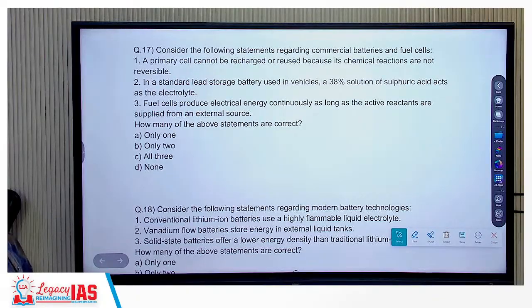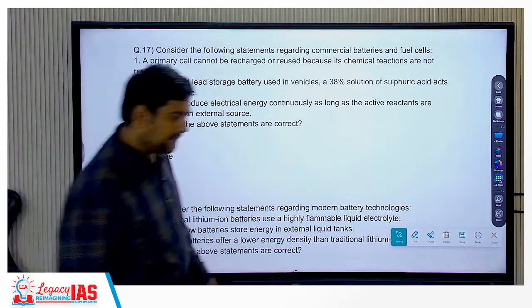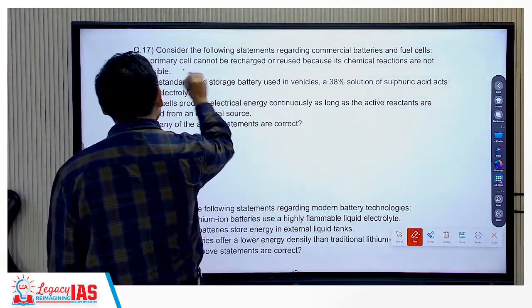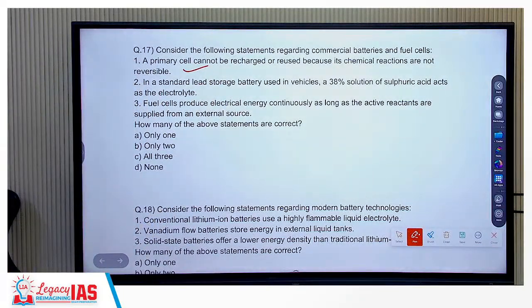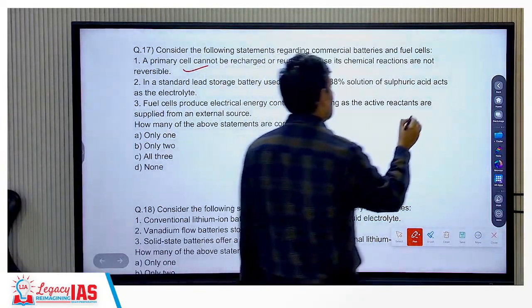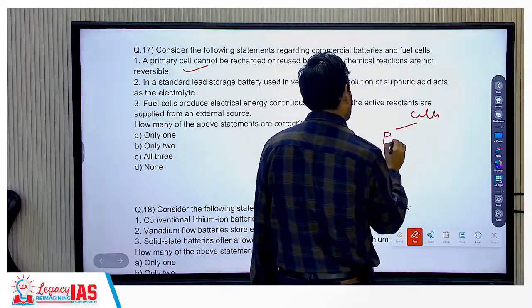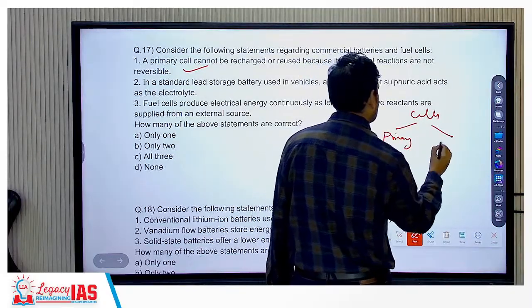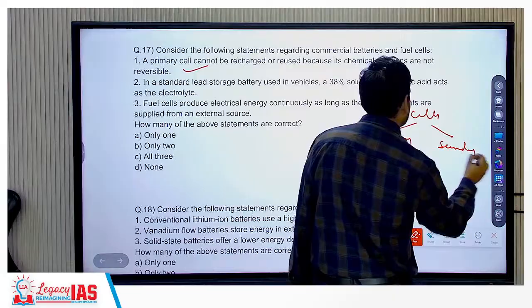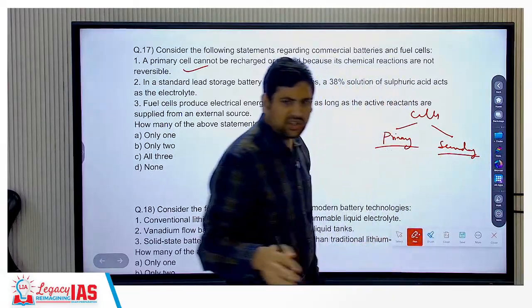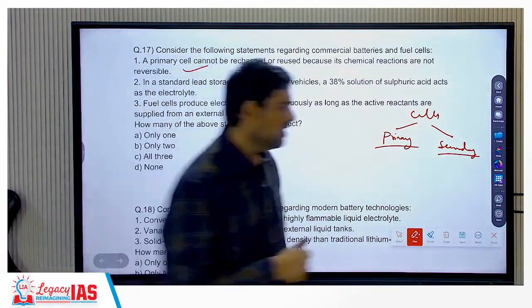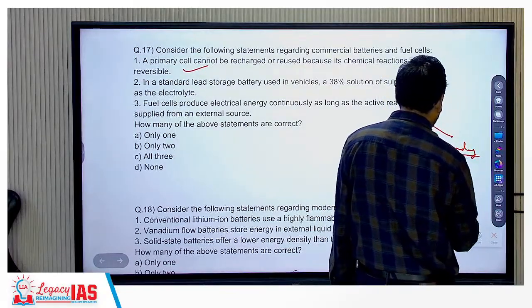A primary cell cannot be recharged or reused because its chemical reactions are not reversible. Okay, what do you think? It is correct. So there are two kinds of cells. One is primary cells, the other is secondary cells. Most of the cells that you read about now, all those hydrogen fuel cell, lithium and this that, they're all secondary. That is, they can be recharged.